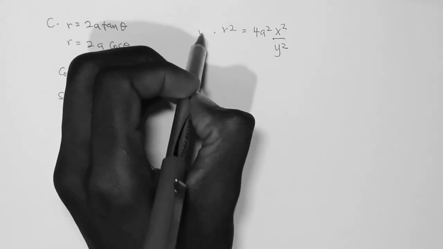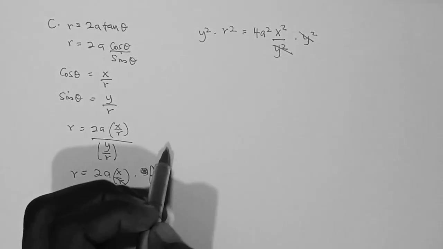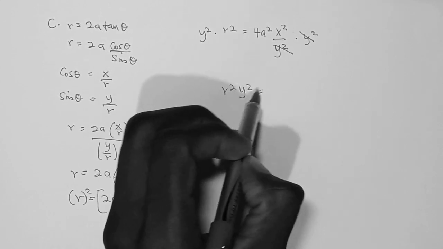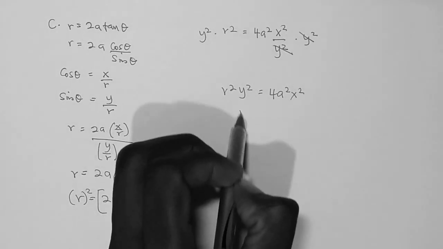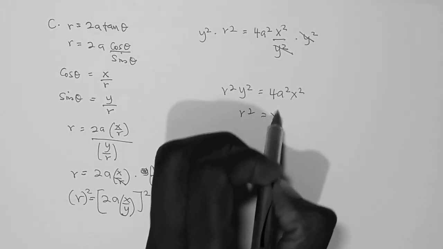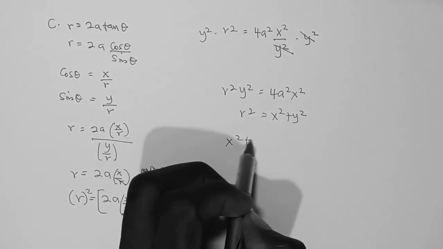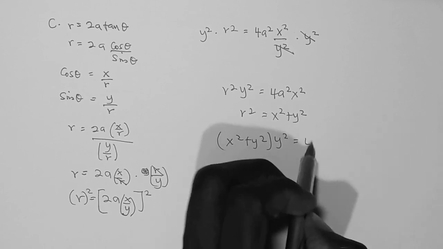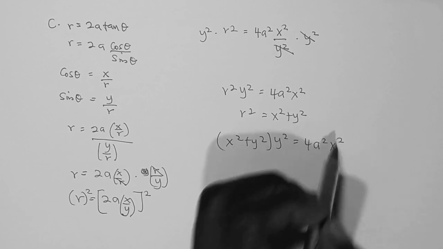Now let's multiply both sides by y squared. So this one will cancel out. So we have r squared y squared equals 4a squared x squared. But we know that r squared is equal to x squared plus y squared. So x squared plus y squared, times y squared, is equal to 4a squared x squared.